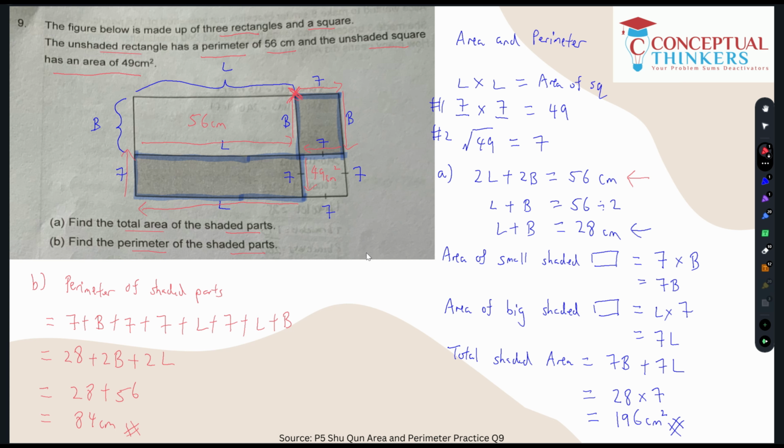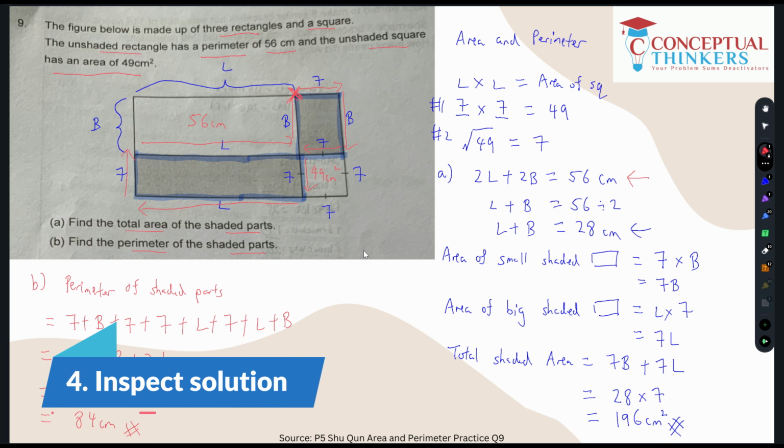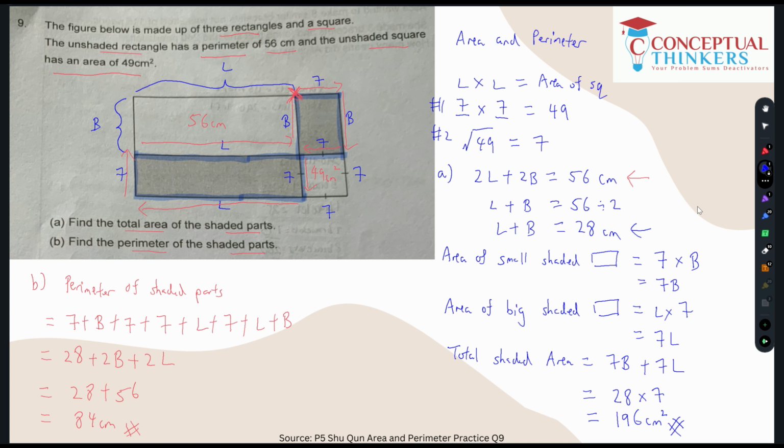Okay, so this is how I solve the question, and now I need to inspect the solution. So do remember that you have to look at the question and answer the question. So please ensure that you are solving for the total area for your part A, and also to solve for the perimeter. Now if you are doing area, please use the area formula. Don't use the wrong formula, because one of the common mistakes that students make is to use the wrong formula.